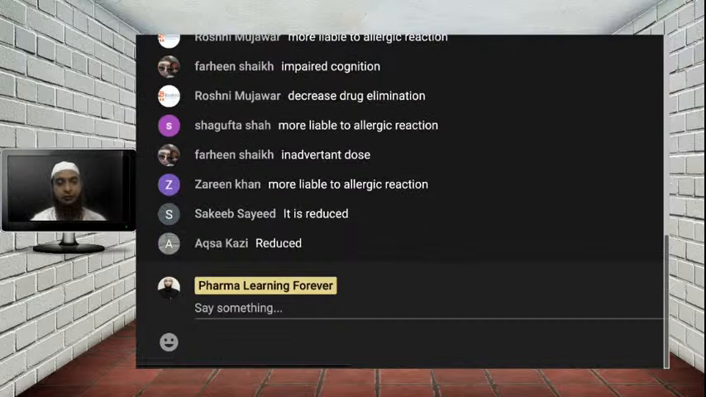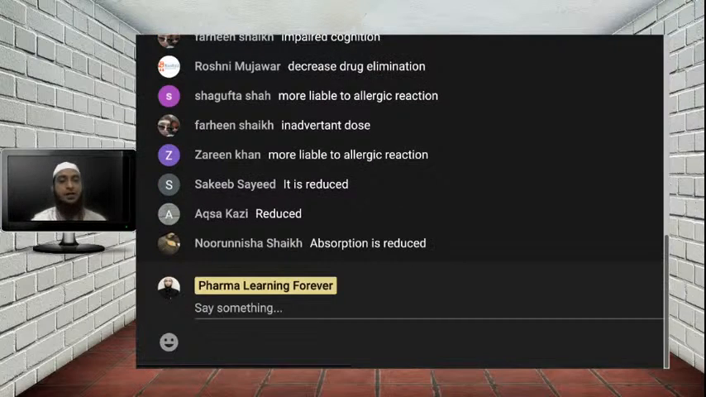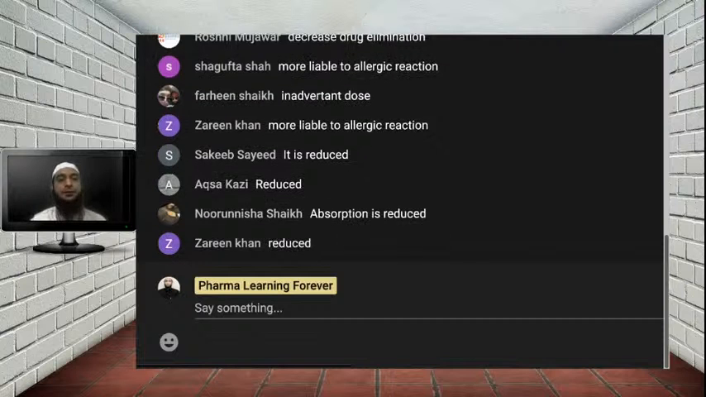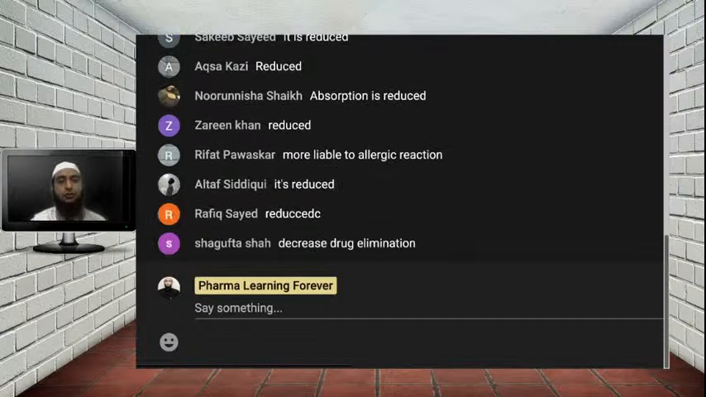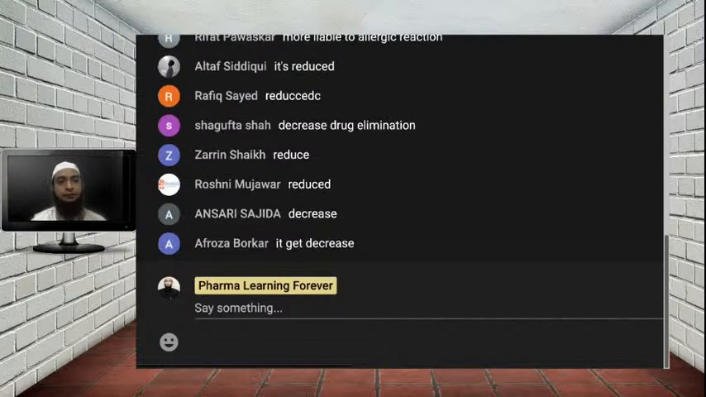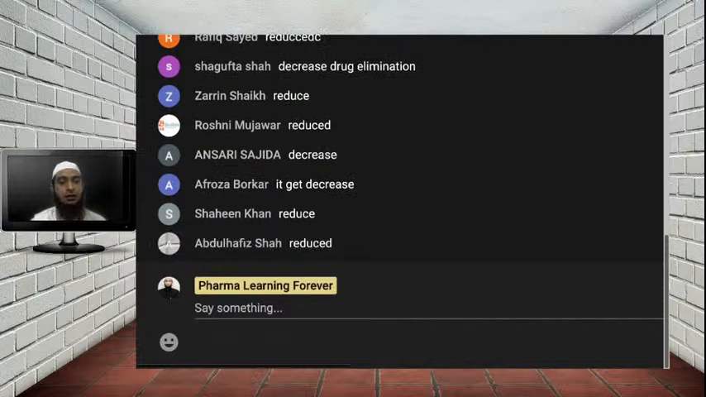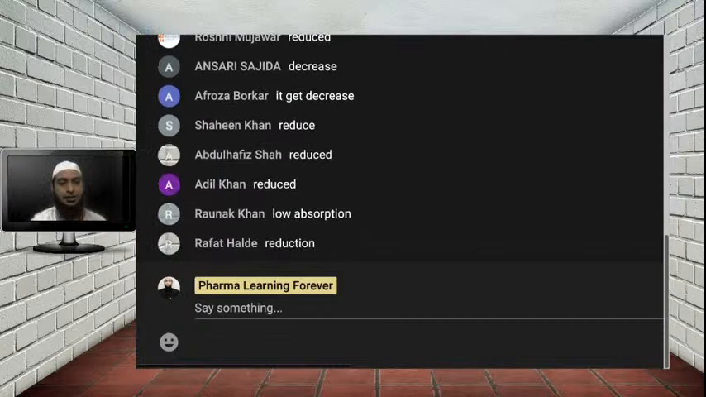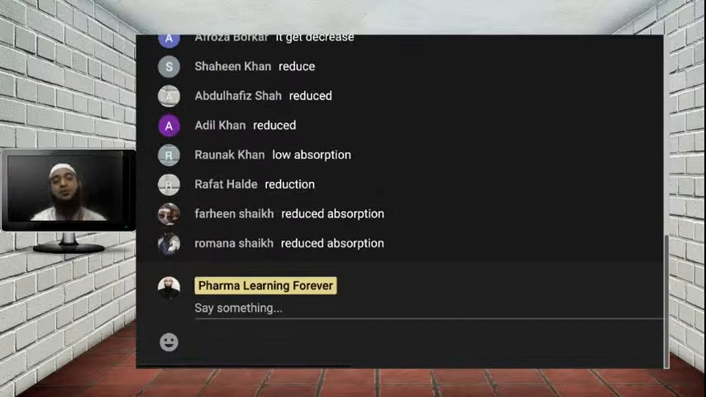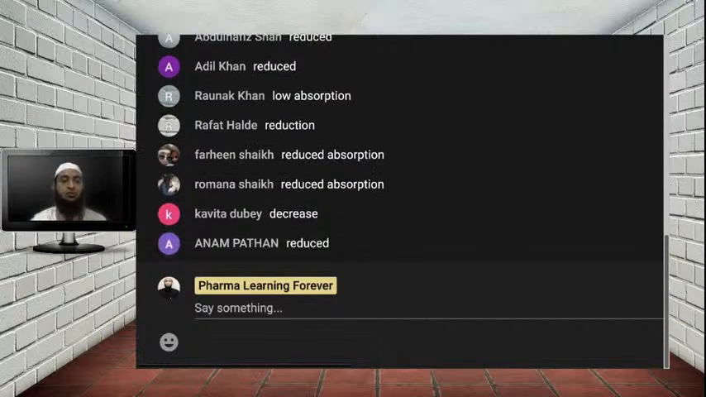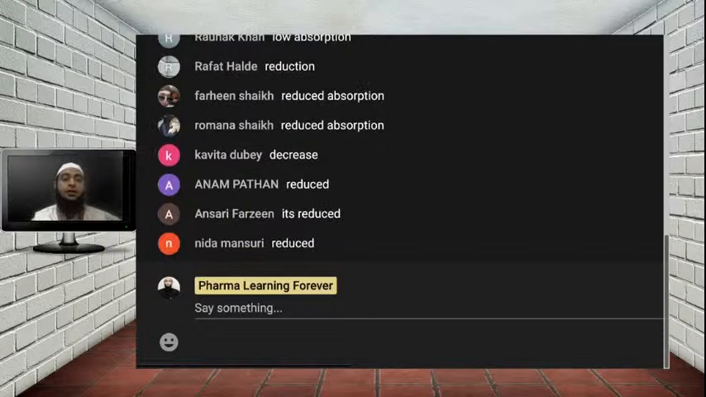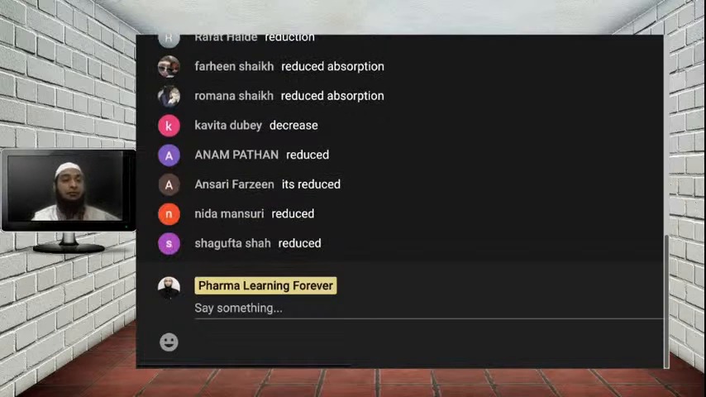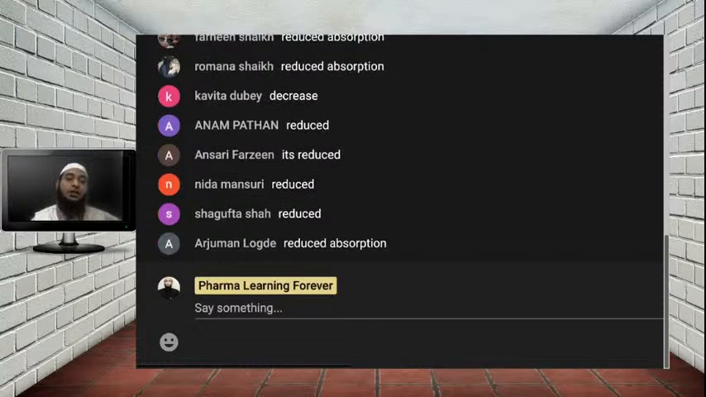Okay, so Saqib, very nice. He has given the first answer. Aksa has also given, Nurun Nisa, Rafiq, Shagufta Shah. Nice to see that you all are active and giving the answer in the chat box. So there is a low absorption, or reduced absorption. It is seen in the case of polar drugs. Obviously their absorption is decreased because there is an increase in fat content. That we have seen even in the case of distribution.